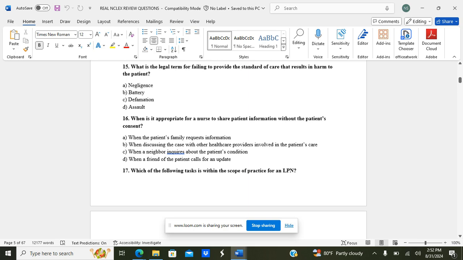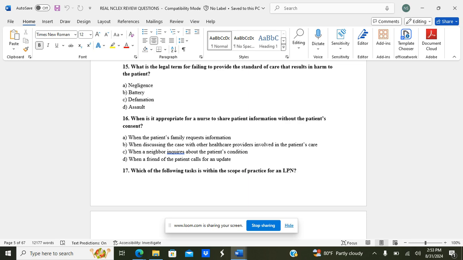When is it appropriate for a nurse to share patient information without the patient's consent? When is it possible to do that? Let's see. Choice A, when the patient's family requests information. No. The patient's family can request information, but you cannot do that.